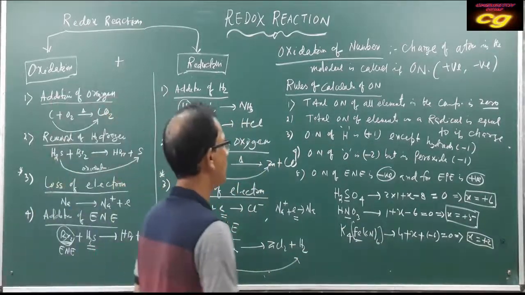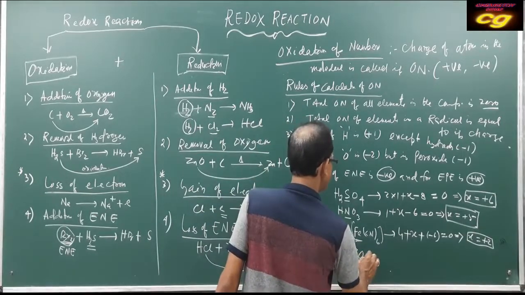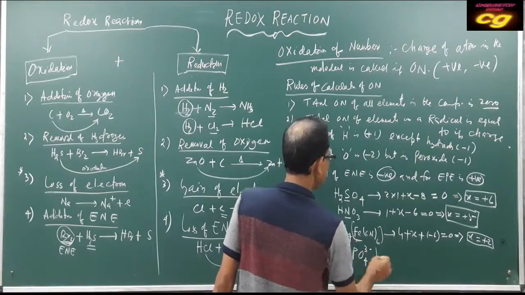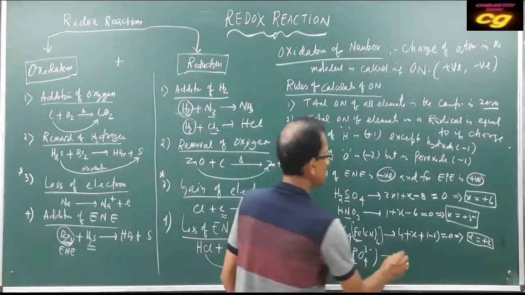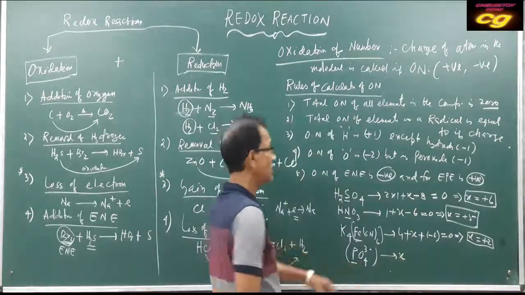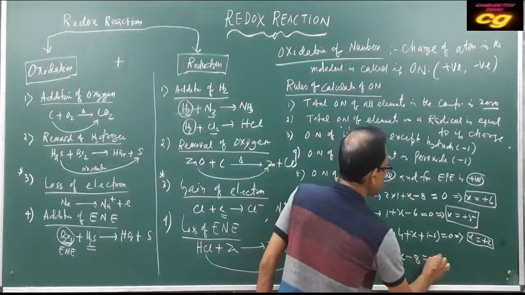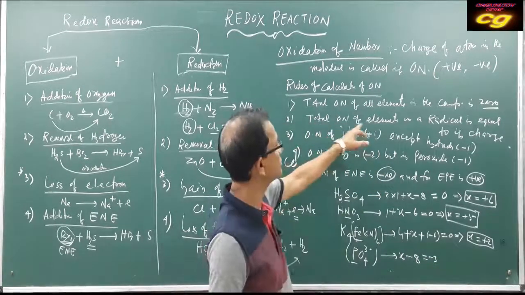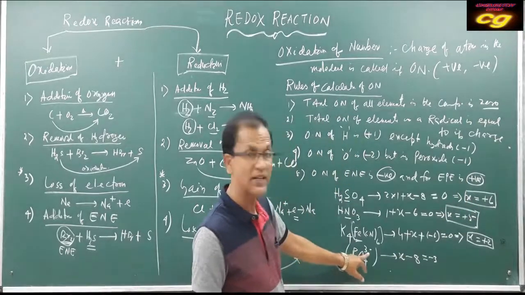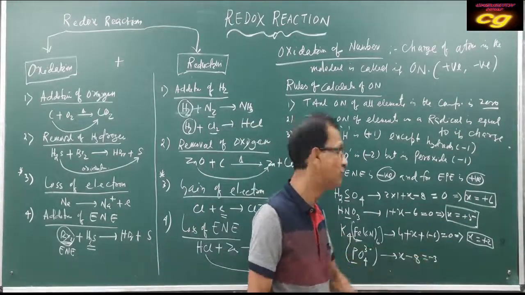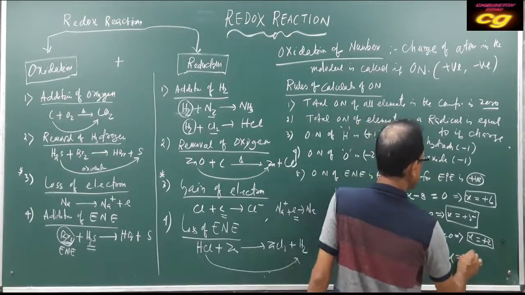For example, what is the oxidation number of phosphorus in phosphate? Take the phosphate radical. Here phosphorus is X, and 4 oxygens is -8, equal to -3 because it is a radical. Already you have written that total oxidation number of elements in a radical is equal to its charge. As the charge of phosphate is -3, X minus 8 is equal to -3, so X is equal to +5.